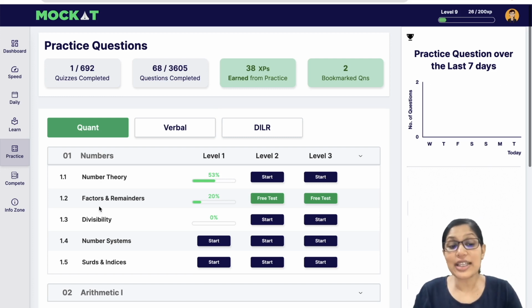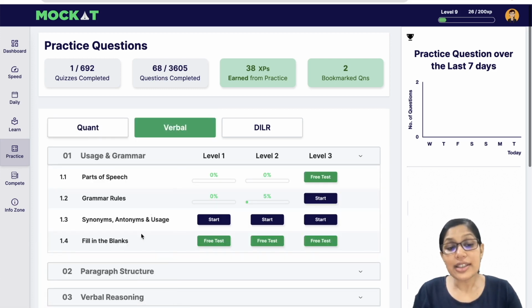It's not that if the class is on divisibility, or the class is on, say, fill in the blanks, you can't ask an RC doubt or you can't ask a POV doubt, right? Make use of the doubt clearing at the end of every class, and any doubts that you have, you can bring on to us. So that's your next step.